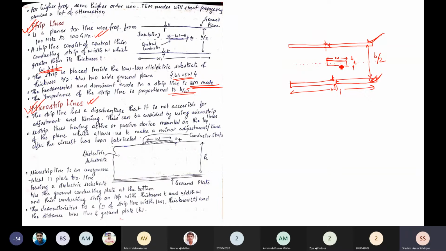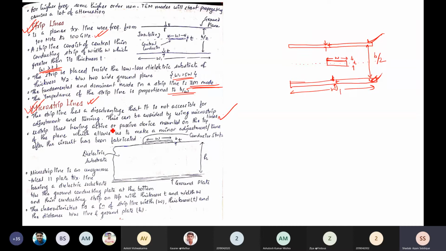Suppose we have an application for 5 gigahertz, and we have taken a strip line for 2 to 3 gigahertz. Then we cannot use this type of line. To have a line with tuning or adjustment facility, we can use the microstrip line. This disadvantage of the strip line can be avoided by using the microstrip line instead.